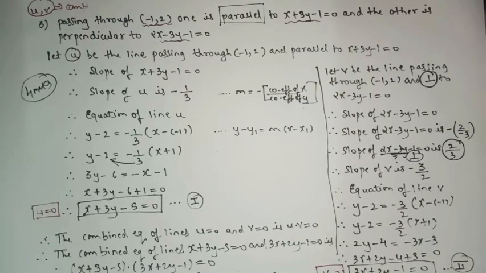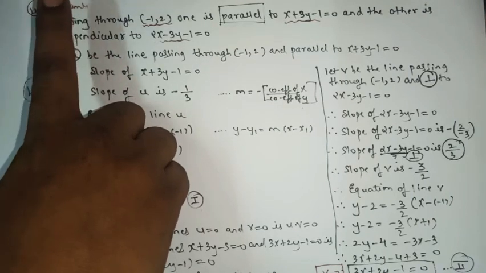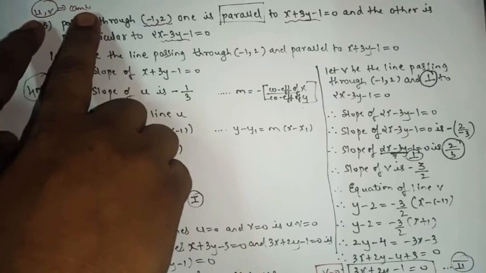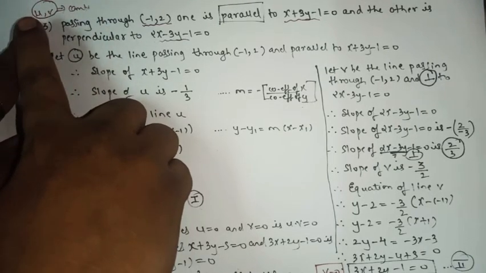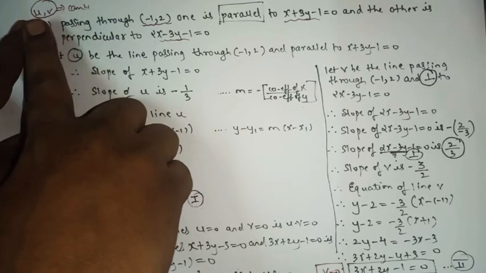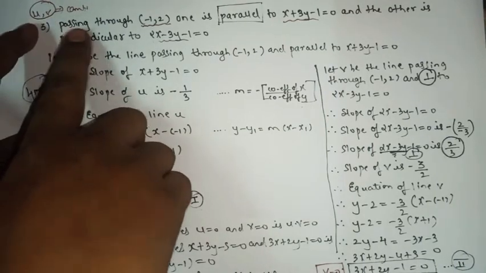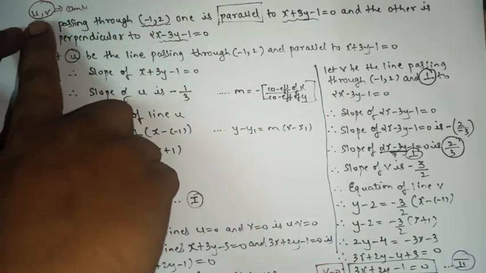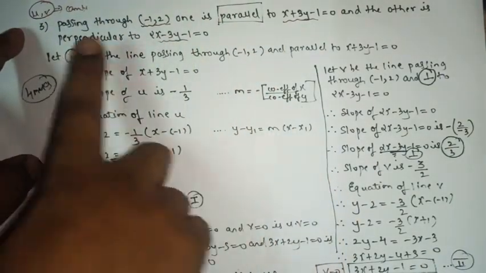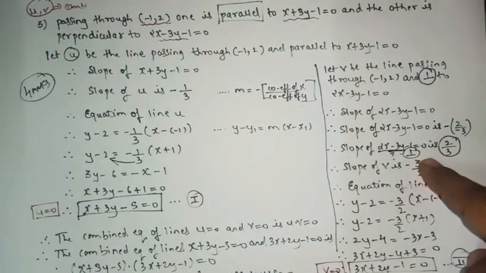So simply what you have to do, we have to find the combined equation. That combined equation we don't know, so we'll consider u for the first and v for the second, in which these two lines are passing through this point, and u is parallel to this equation and v is perpendicular to this part. So whenever the word perpendicular comes, we know that we have to take the reciprocal with the opposite symbol.